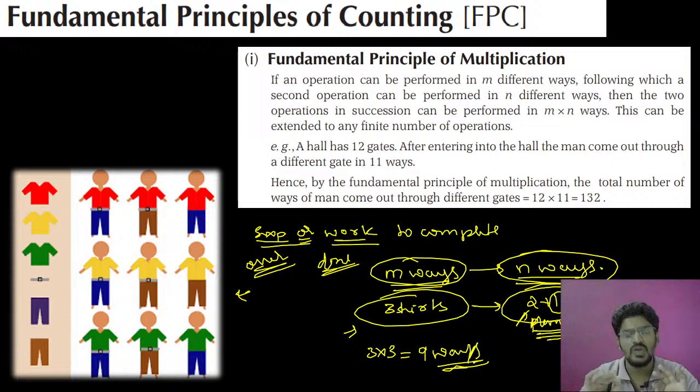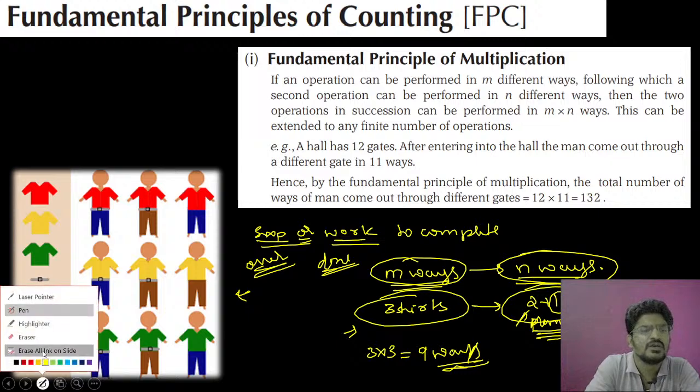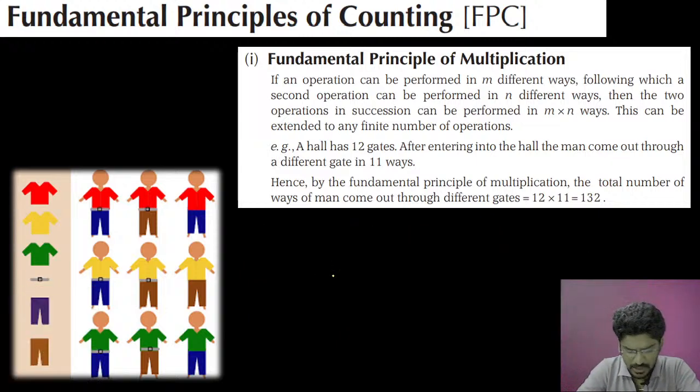Okay, so here you just remember, if m ways of the first work continue with the n ways of the second work, it is calculated as m into n ways. So that we call the fundamental principle of multiplication. Okay, so this is called your fundamental principle of multiplication.